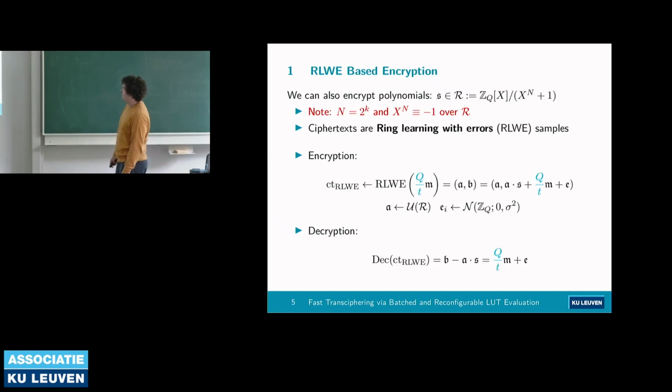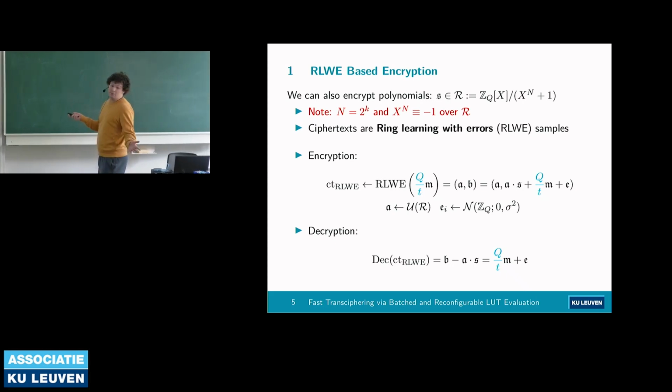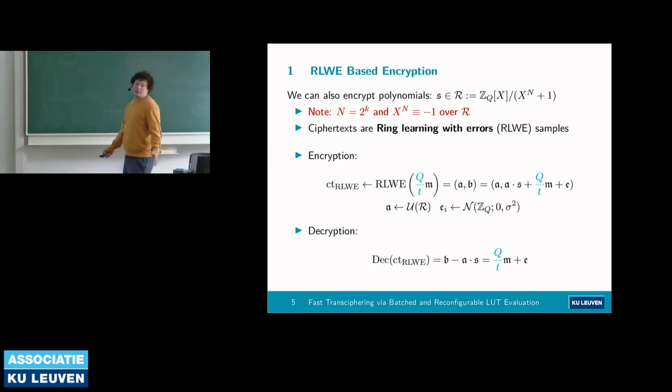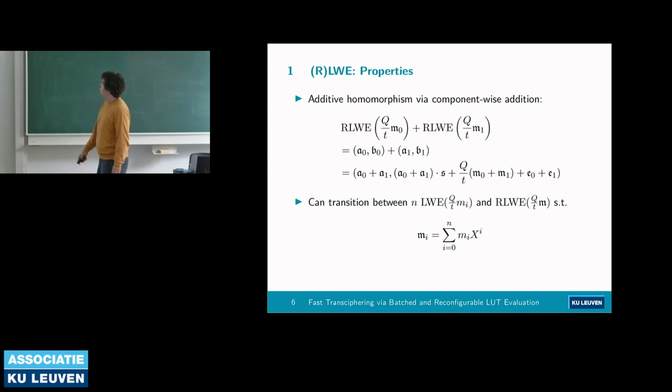Okay, we can play a similar game when we want to encrypt polynomials. In this case, the secret key is going to be a polynomial from this ring up here. Note that n is a power of 2. In this instance, ciphertexts would be called ring learning with errors samples. Encryption mostly works the same, except now we have a random polynomial. And decryption, likewise, we compute the subtraction of the right-hand side, so the product of the random polynomial and the secret polynomial, and we end up with this term over here, and we can again round to obtain the message.